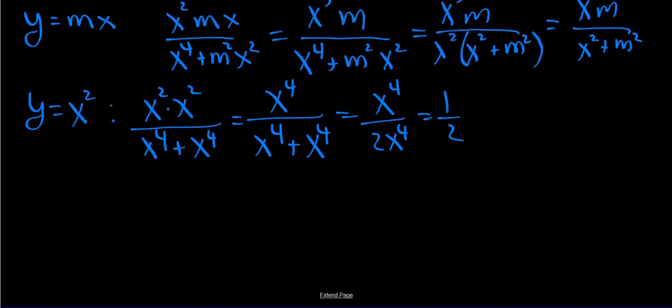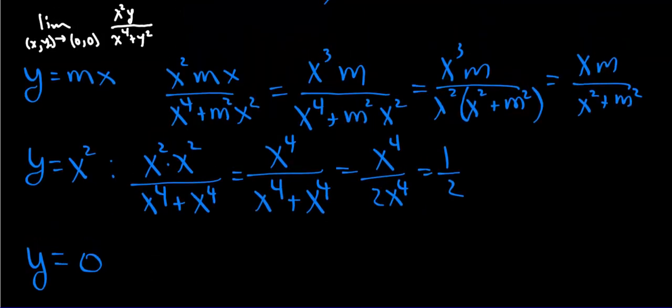Now I know this, if I approach along the path y equals 0, I get x squared times 0 over x to the fourth plus 0, and that is 0. So if I approach along the path y equals 0, it's different than if I approach along the path y equals x squared. So I say the limit does not exist. Everybody see that? So notice how we did this. We just played around with it. I just got to find a path. I'm just looking for my path.